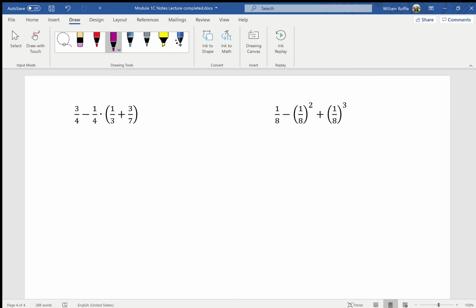This will be part 3 to the 1C notes. I apologize for the confusion here. I don't know why my pen just stopped working here. Let me try it again here.